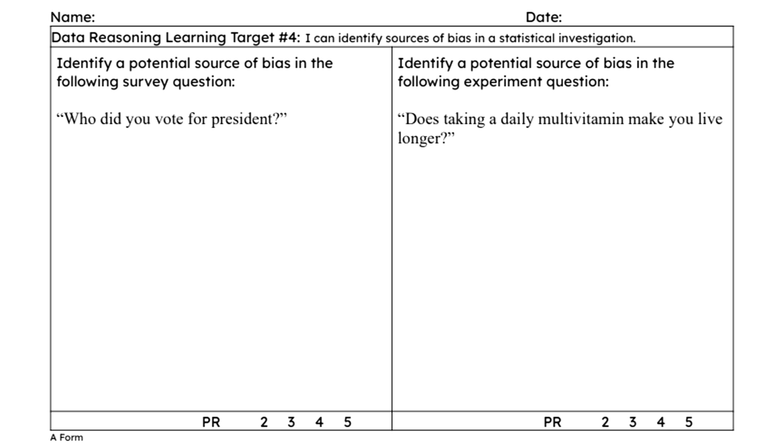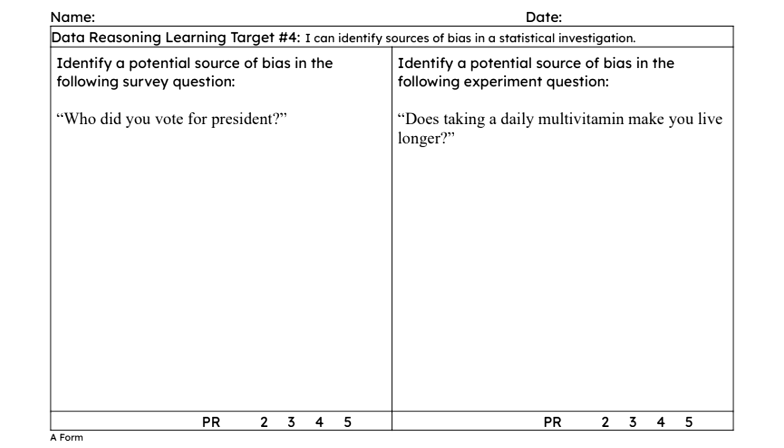This is Summer School High School Credit Recovery, Data Reasoning and Learning Target number 4. I can identify sources of bias in a statistical investigation. So we're talking about surveys and experiments. And whenever you're conducting some kind of investigation, there could be misinformation or sources that sway your results or make them a little bit inaccurate. And we call those sources of bias.